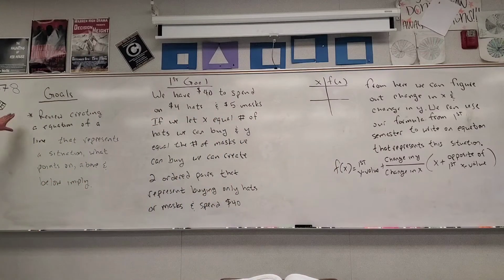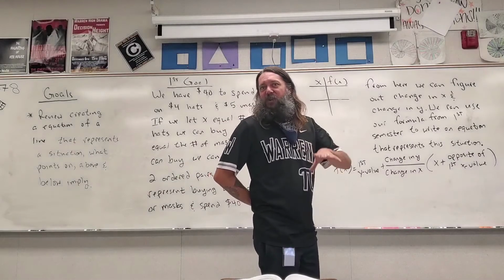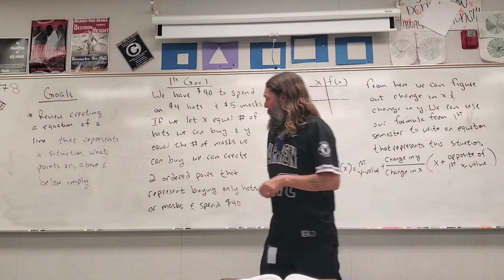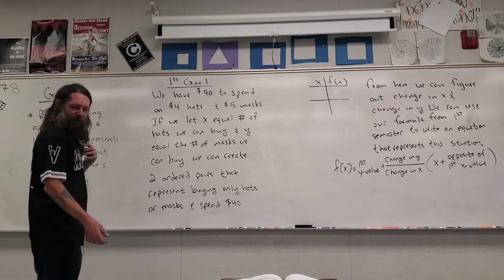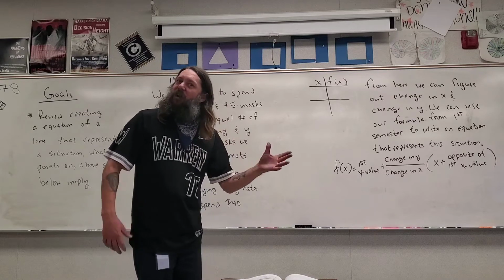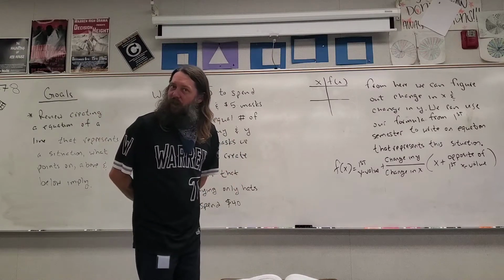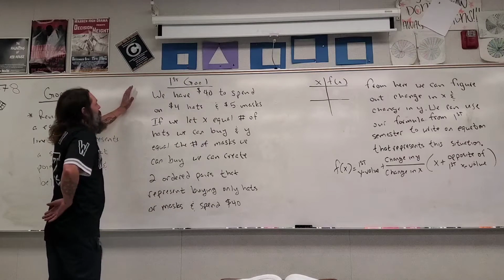And our goal is to review creating an equation of a line that represents a situation, and what points on the line, above the line, and below the line imply. It's really important that we understand this as we move into the next section. So it's going to be a little long-winded. I want to review some things, but I figure that if we spend the time reviewing, we at least conceptually understand what this lesson is trying to accomplish. So let's jump into our first and only goal.